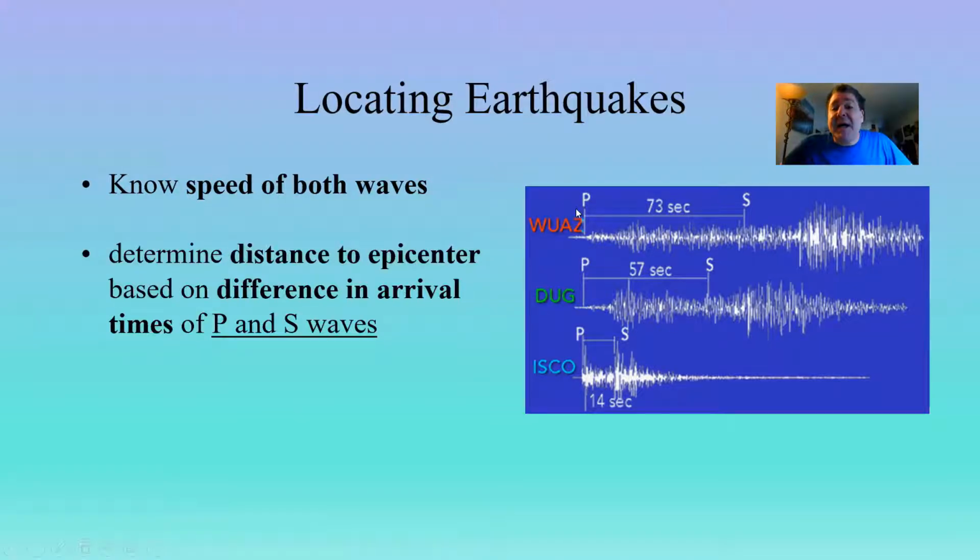So the more time between the arrival of the P and the S wave, so 73 seconds here, 57 or 14, right? The longer interval of time between the arrival of the P and the S wave, the farther away the epicenter of that earthquake was, right? So this station here labeled ISCO, 14 seconds away. This is pretty close, right? This is definitely the closest of them, right? To get to this second station, it took 57 seconds, so it's obviously a lot farther away. Then to get to this third station, 73. So this is the farthest away of those stations from the epicenter, right?